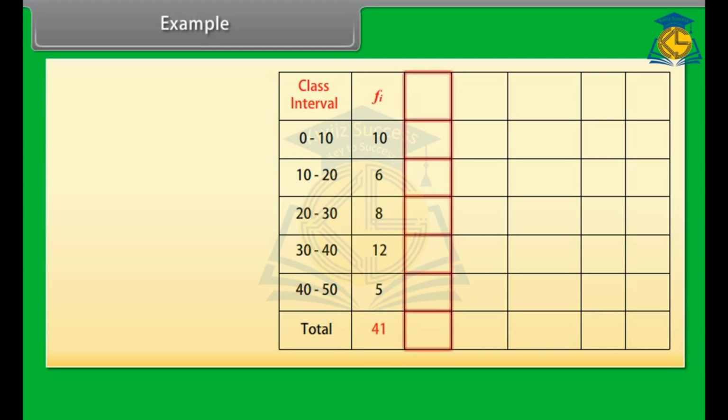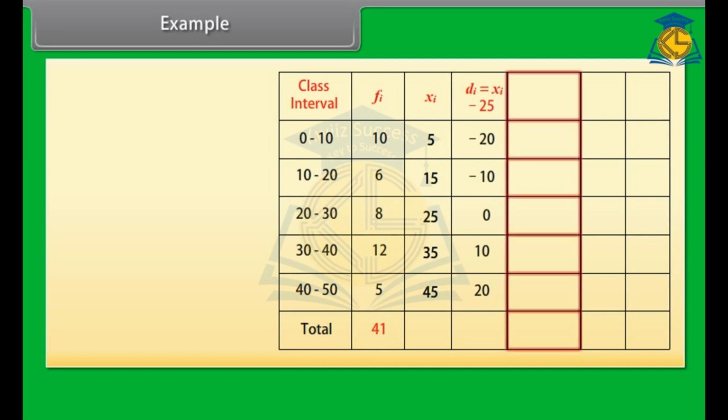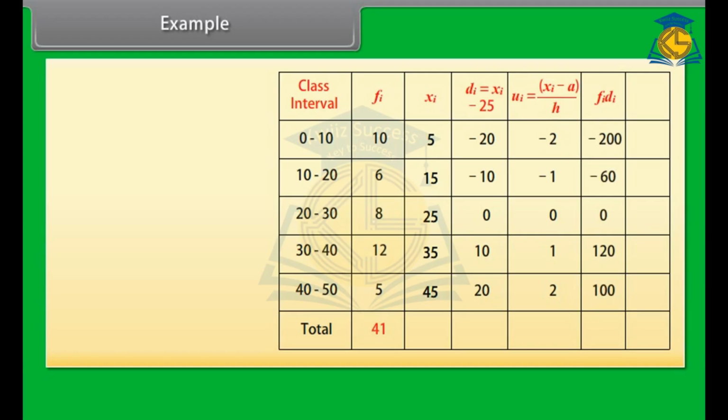And then we have written the class mark for each class interval and denote them as xi. In the fourth column, we find the deviation from the assumed mean as di. In the fifth column, we find the deviation from the assumed mean divided by the class size as ui. In the sixth column, we find the product of fi and di, and their sum is minus 40. In the seventh column, we find the product of fi and ui, and their sum is minus 4.